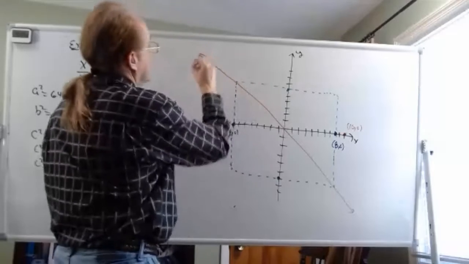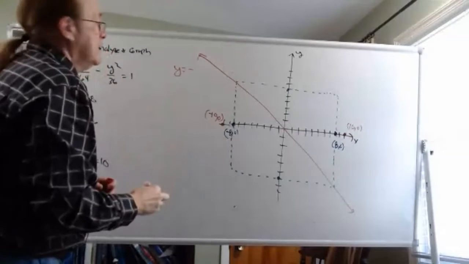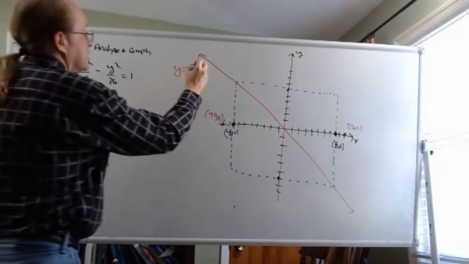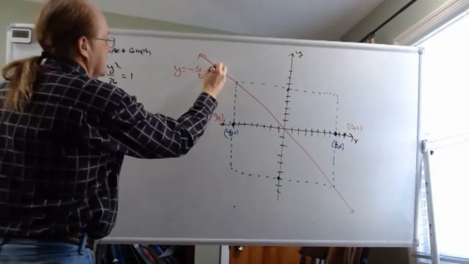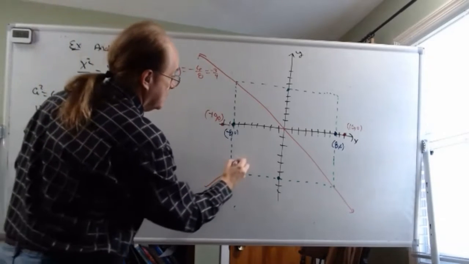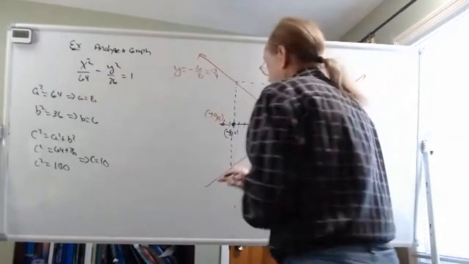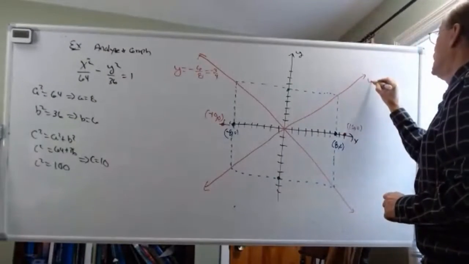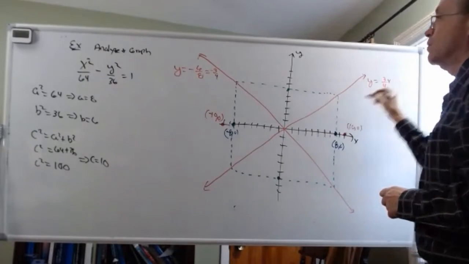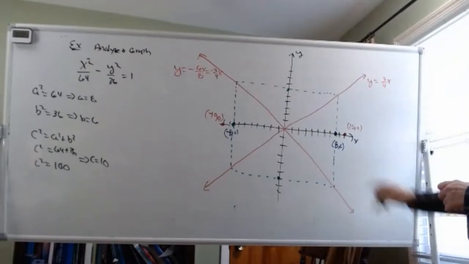And there's one. And this is y is equal to the negative of, in this case, we see this is b, which is 6 over 8, which is negative 3/4 x. The other one goes in the opposite direction. And that's another asymptote. And this is y is equal to positive 6 over 8, or positive 3/4 x. Why do I use those?